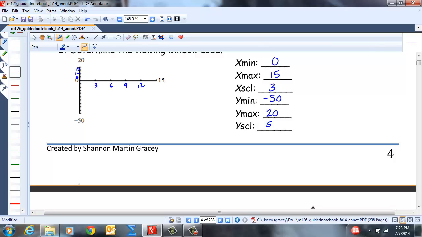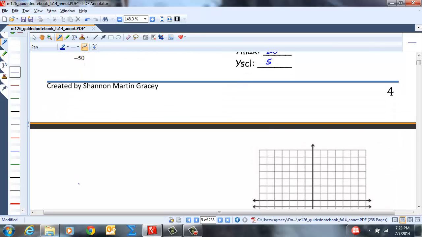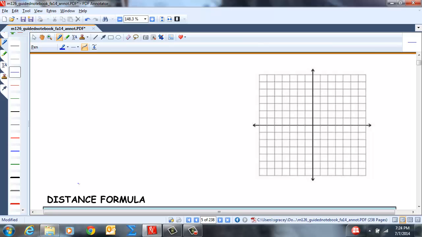So, next up, let's just talk about the distance formula. I always had the worst time remembering this formula. So let's just sort of draw a picture and see what we have going on.